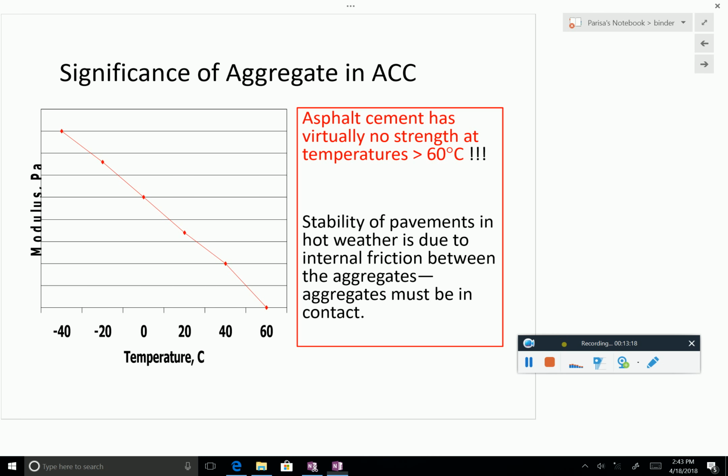So this actually goes to 0. So stiffness at 60 degrees goes to 0. And we are talking about the surface of the pavement temperature. It's easy for that to go above 60 degrees. So then there is a big problem. Right. This is just to tell you that aggregates are very important and their properties.